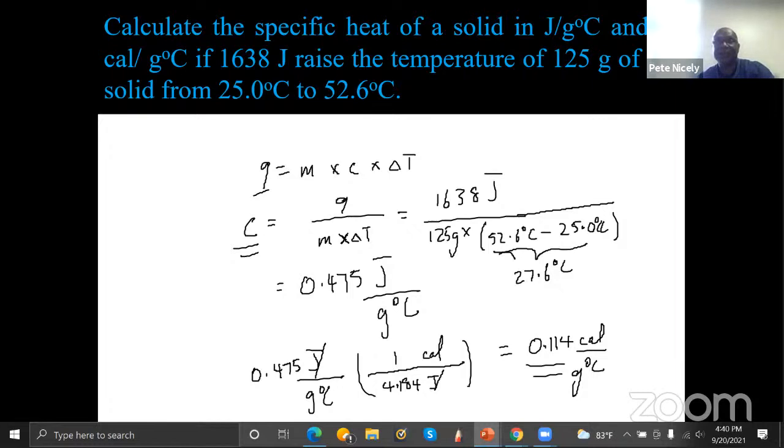So you're saying multiply the 27.6 by the 125. I thought I did that. But okay, let me do it again. But I thought I did that. 1638 divided by 125 times 27.6. Yes, I did that. That's why I got the answer as a 4.